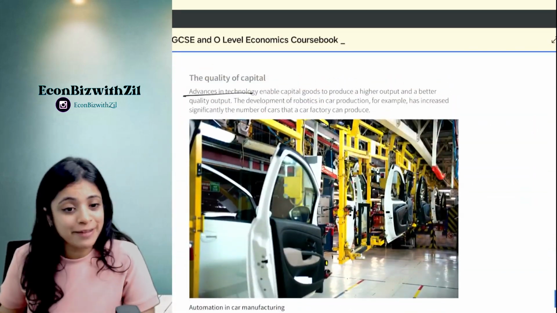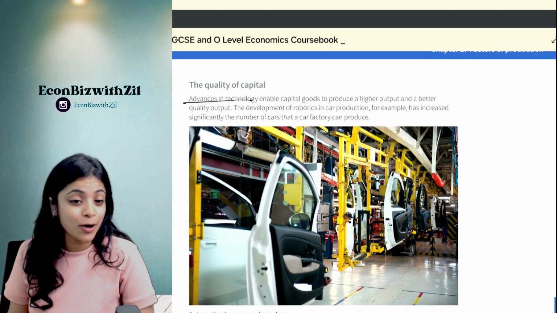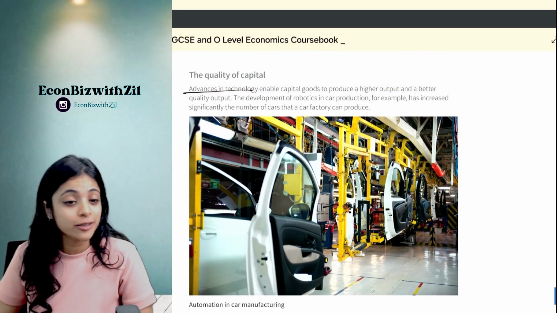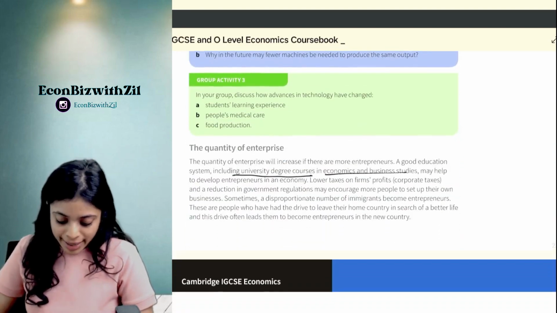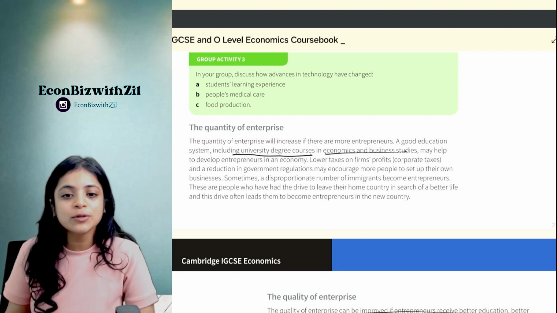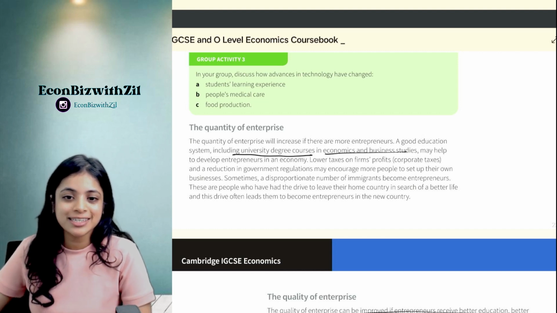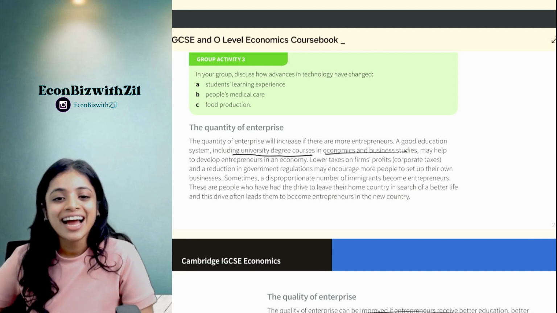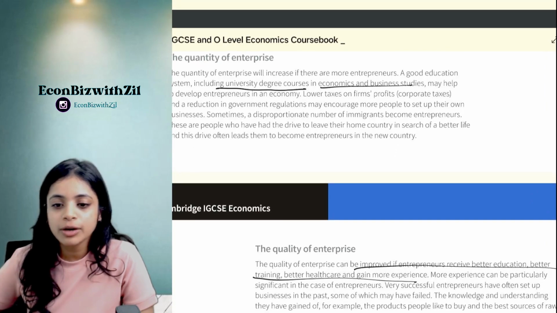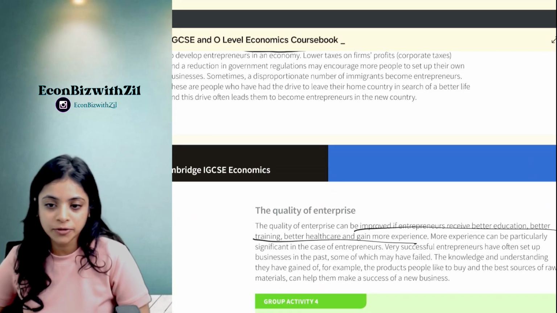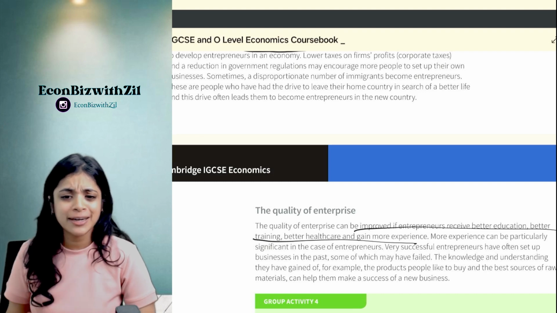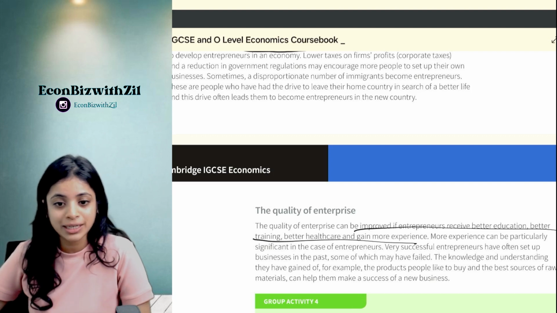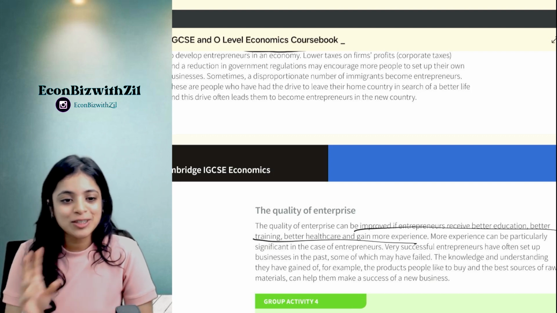Next, the quality of capital can be improved with advancements in technology. You see here automation in car manufacturing improving the quality of capital. Okay, next, the quantity of enterprise can be improved with more university degree courses and more courses in economics and business studies, two subjects which I teach. And the quality of enterprise can be improved by better education, better training, better healthcare, and more experience, very similar to what we saw in the quality of labor aspect. Okay, with this, we actually end this chapter.